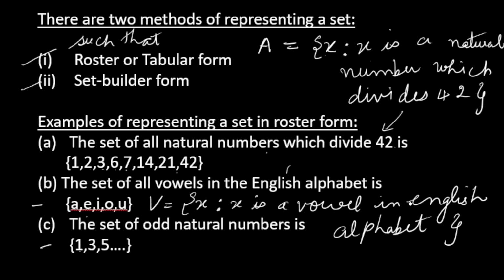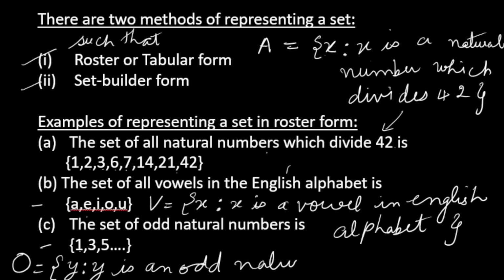Like this, I am not mentioning all the elements, just that characteristic I am mentioning. Now next one, the set of odd natural numbers. I'll write it as O. Again in set builder form I am writing X, or let's take some other variable Y, such that Y is an odd natural number. Like this, we'll write the set in set builder form.